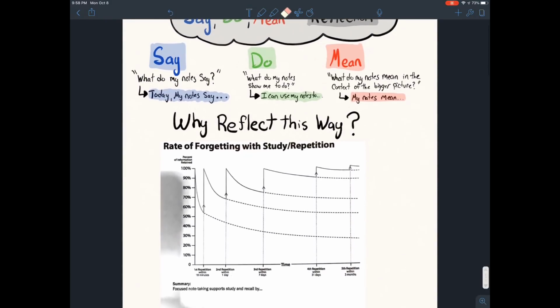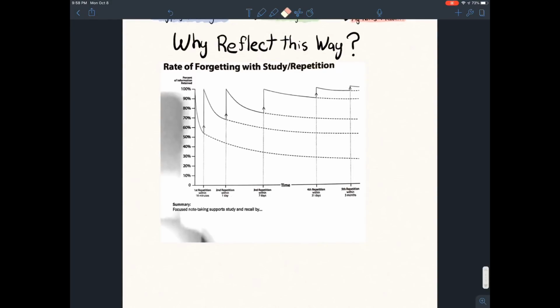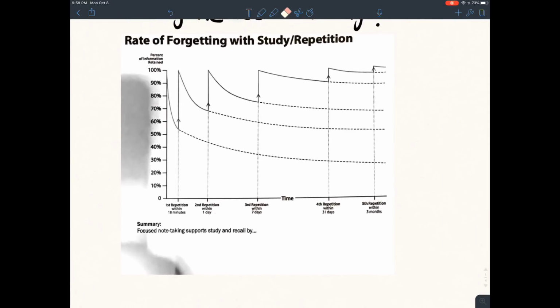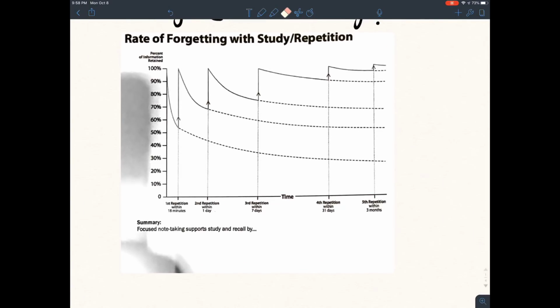But what does this really mean? Why should we use this? We have over here a little graph that has to do with the rate of forgetting with studying repetition. What this graph is saying is that if you learn something and have some sort of practice or repetition, in the same day as hearing it for the first time, you'll be able to memorize up to where this little dot is. Let's change that to red. You'll remember about 55% of the information, so about half, as long as you practice it within the first 18 minutes. If you don't, it's going to drastically drop.